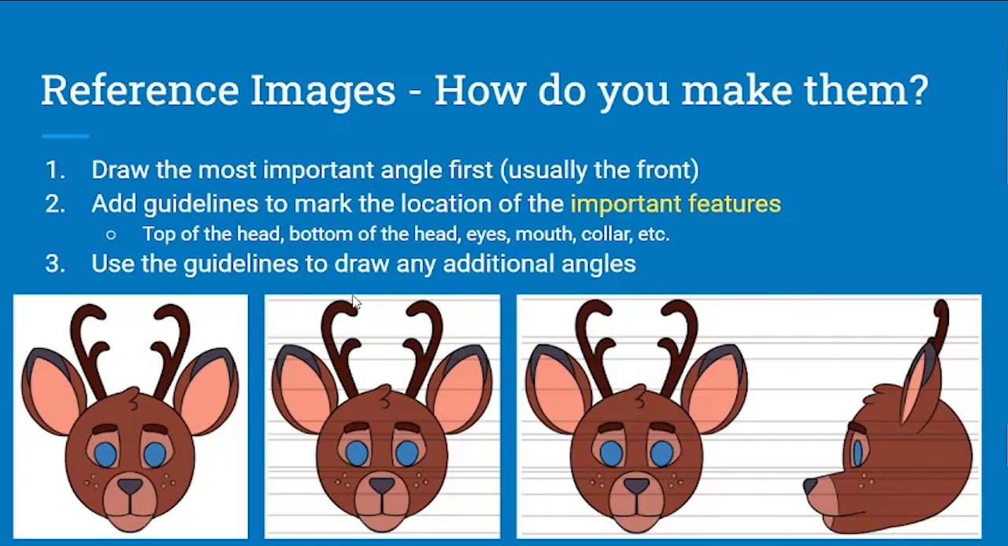For example, I've got a guideline up here letting me know this is where the tops of the antlers start. This is where the tops of the ears start. These lines encase the eyes, the face. All of these lines are basically going to help me make sure that when I draw the other angle, all of those same features are exactly in the same spot they would be if you rotated it in 3D space.